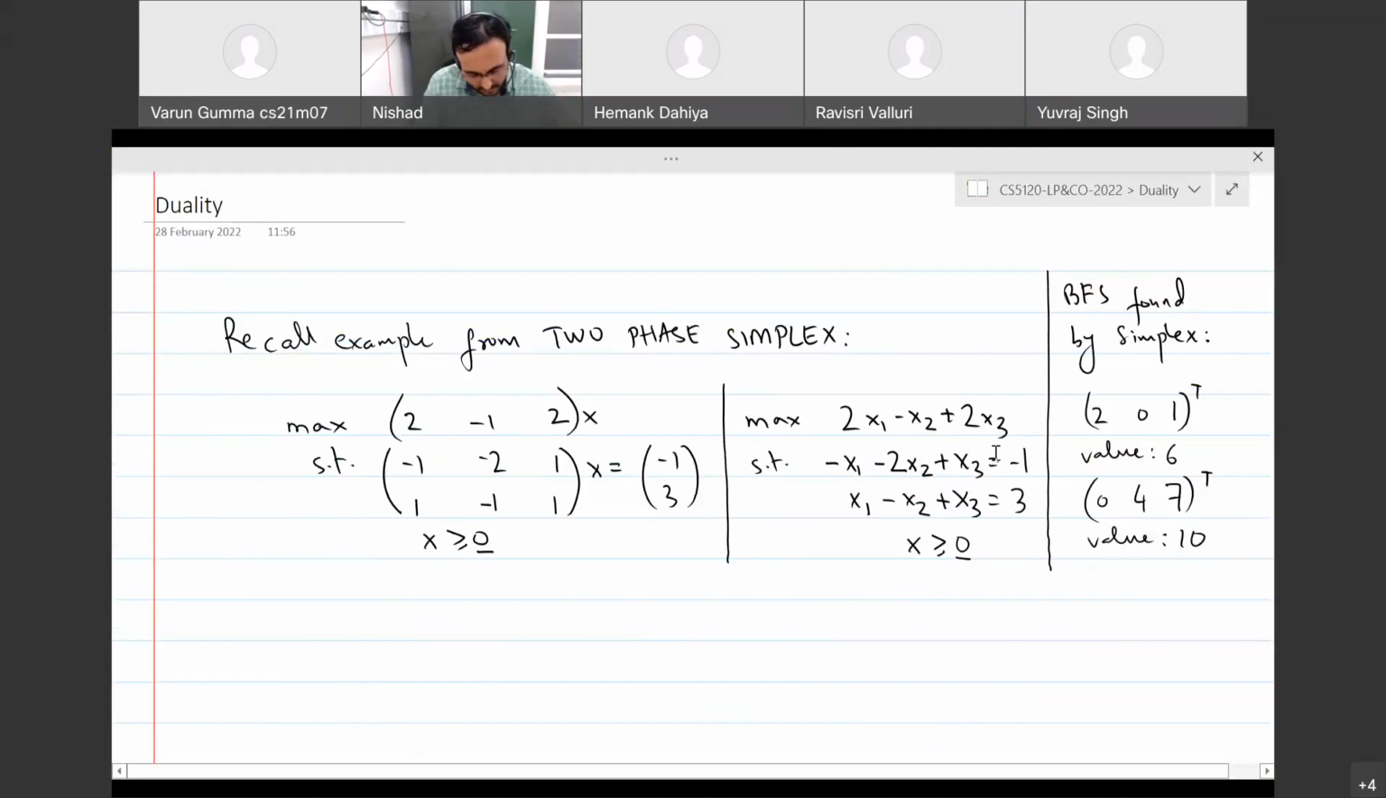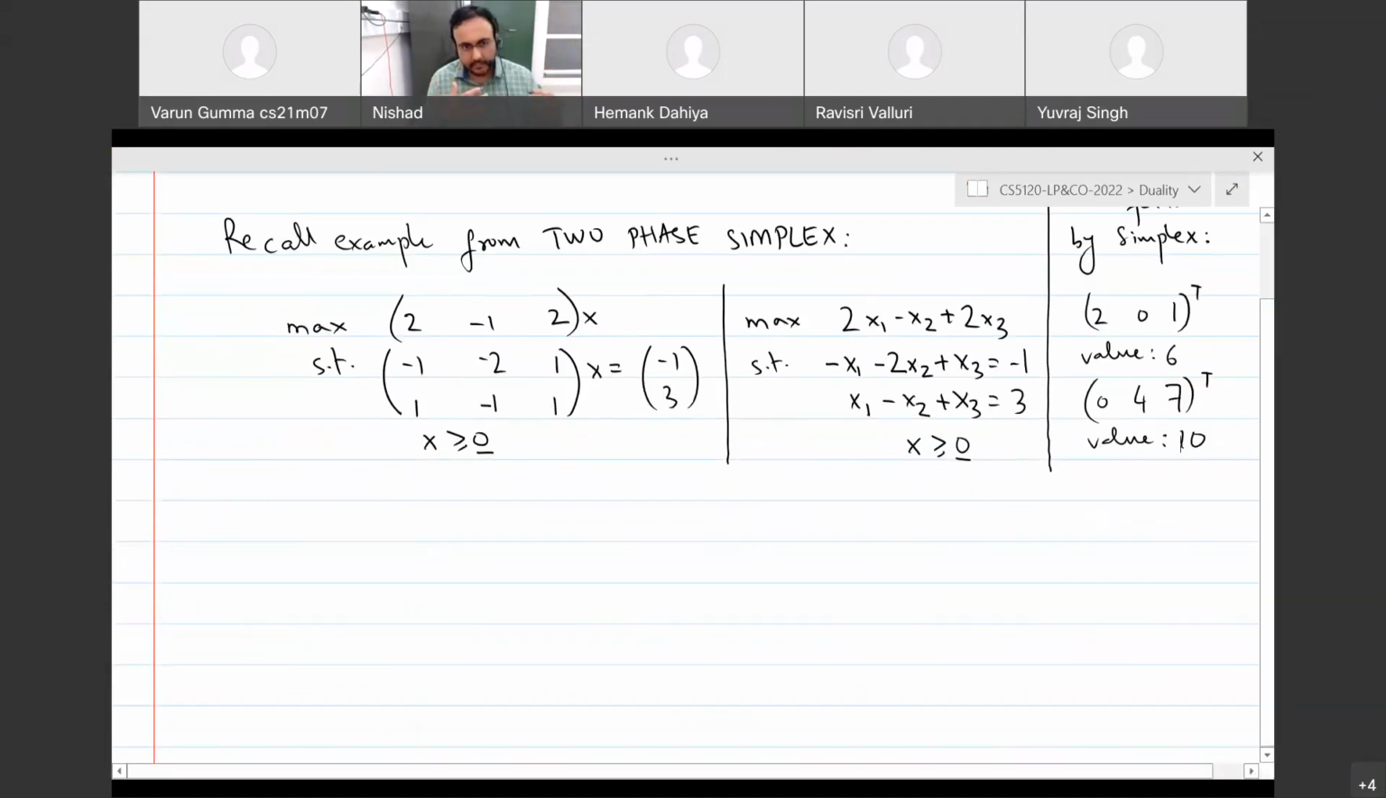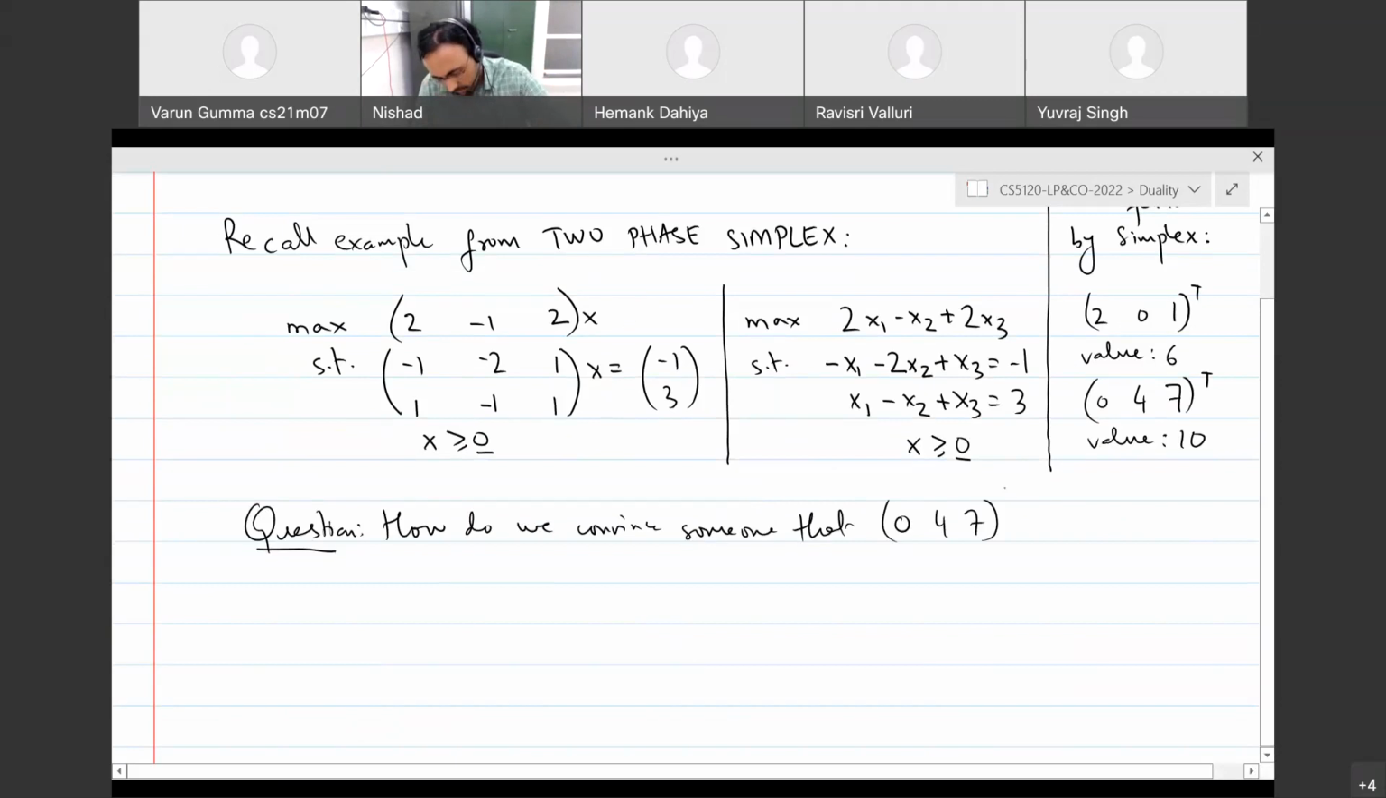So this is related to the certificate of optimality, but we are doing it in duality because it is extremely closely tied with duality. So the question is, how do we convince someone that (0, 4, 7) is indeed an optimal solution?